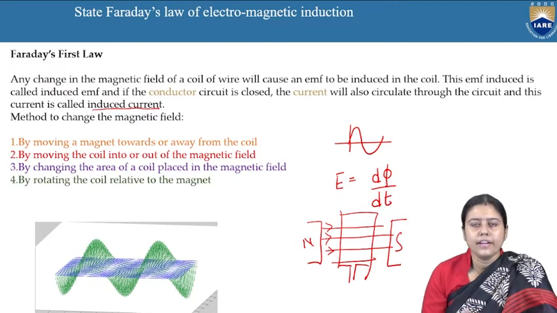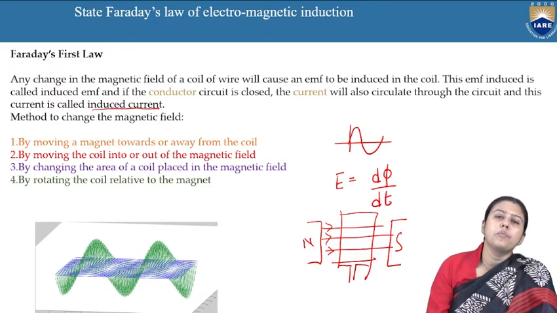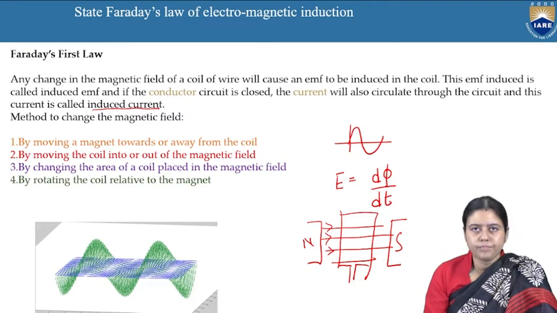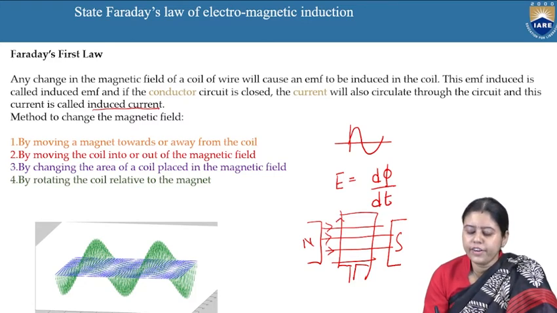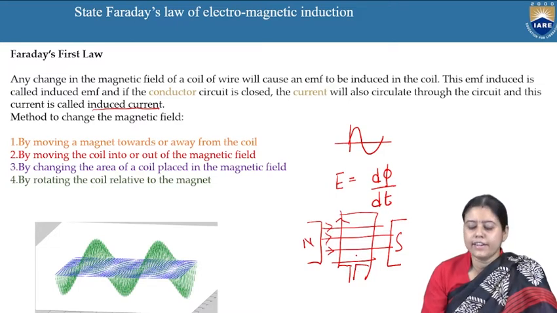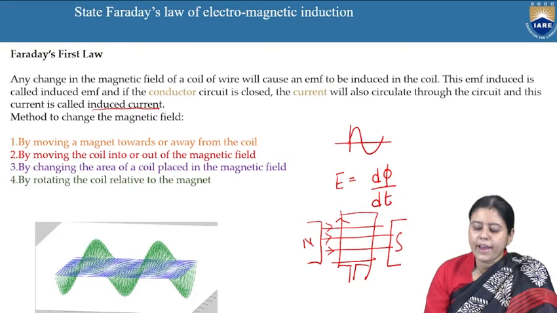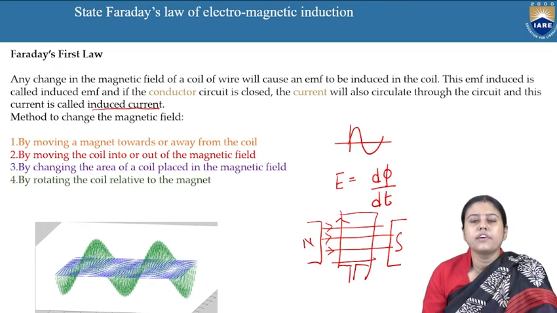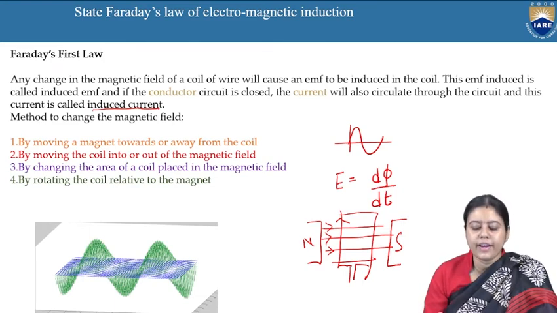Number two, by moving the coil into or out of the magnetic field. We know this is the working principle of any motor, and also of the generator: if there is a magnetic field and we move the coil using a prime mover, it will create a time varying magnetic field.